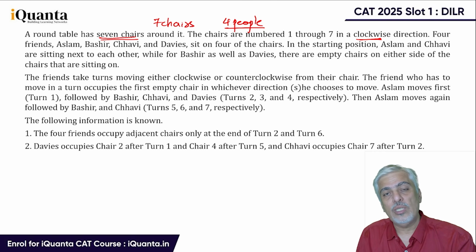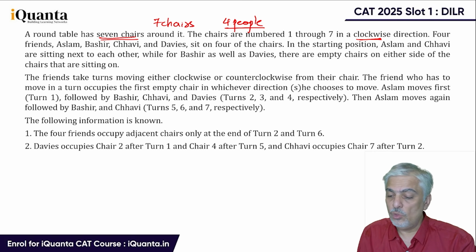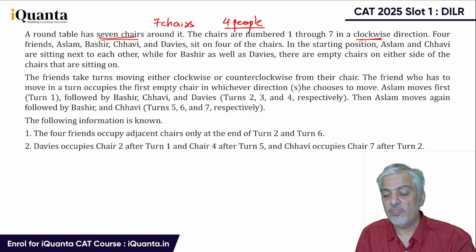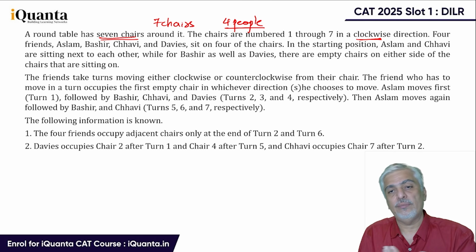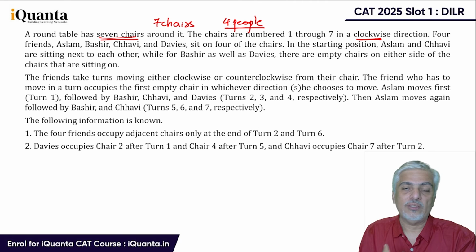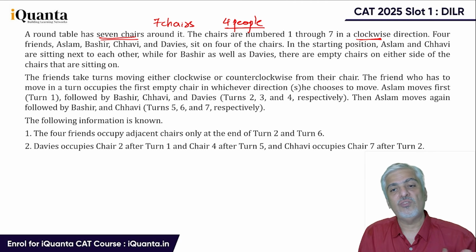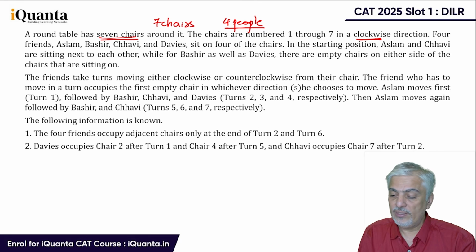The person who gets to move can move clockwise or anti-clockwise. The friend who has to move in a turn occupies the first empty chair in whichever direction he or she chooses to move. That means if he wants to move clockwise, it will keep moving even if there are 2 or 3 people after it, till it sees the first empty clockwise chair, or the same thing with the anti-clockwise direction.